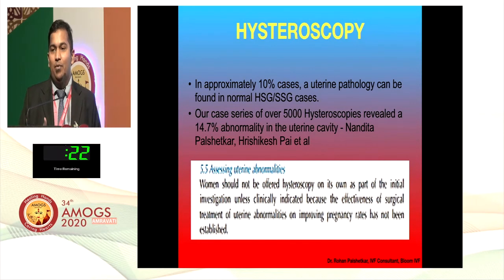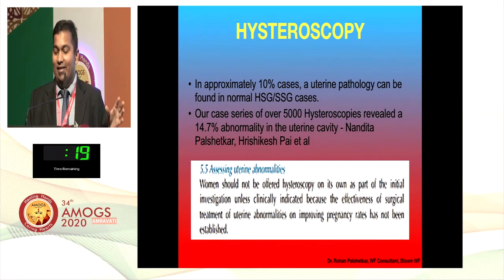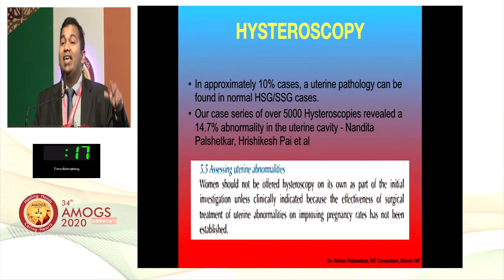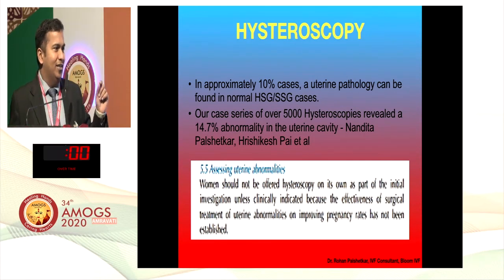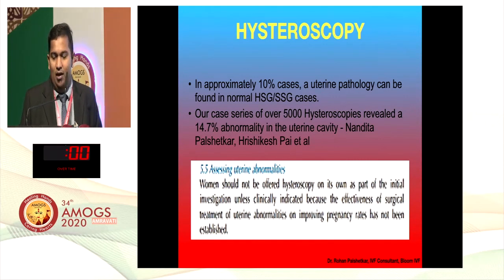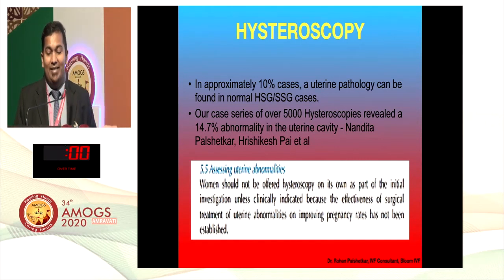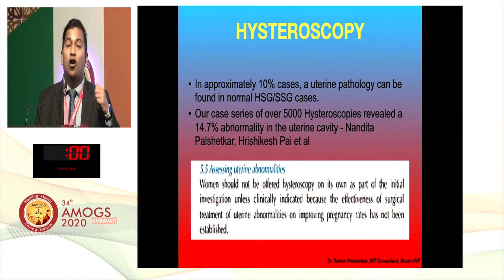Now in hysteroscopy, in 10% of your cases, a uterine pathology can be found where the HSG and SSG have been normal. In our study, we have over 5,000 hysteroscopies which have been done by Dr. Nandita as well as Dr. Rishikesh, where we have seen a 14.7% abnormality in the uterine cavity. Let it be a polyp, a fibroid, a septum. I'll just take another minute. I should finish in 1 minute. As per the NICE guidelines, it's been said that hysteroscopy should not be offered routinely, but only in indicated cases.